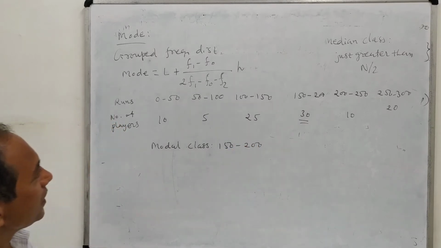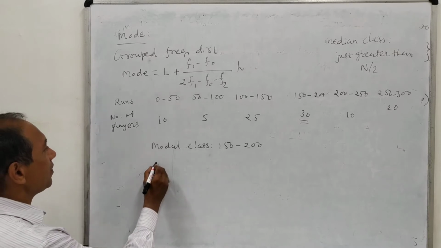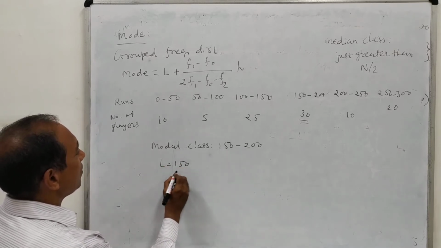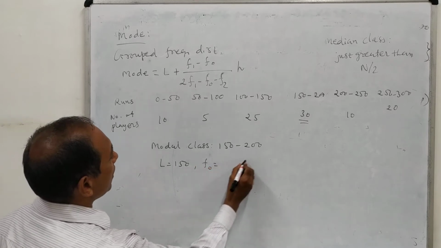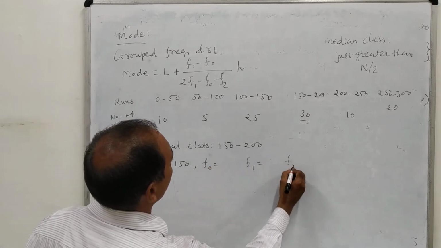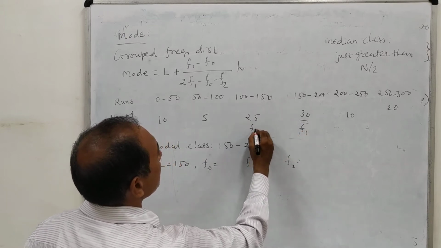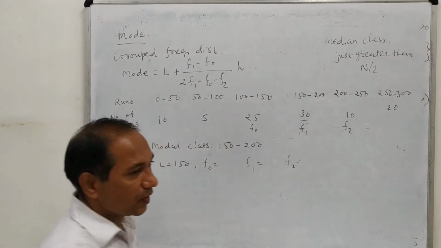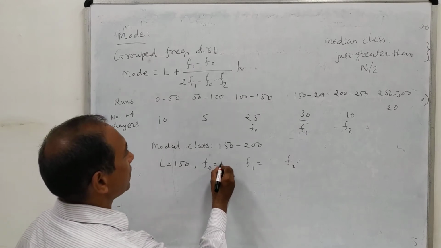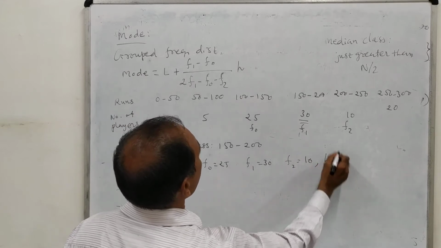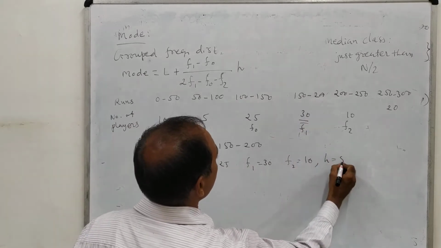So after obtaining this, it is very easy for us to identify the values of capital L. Capital L means the lower limit 150. Then we will find out F0, F1 and F2. F0 is this, F1 is this value, F2 is this one. So here we have F0 is 25, F1 is 30 and F2 is 10. And H is the length of the interval 200 minus 150, that is 50.